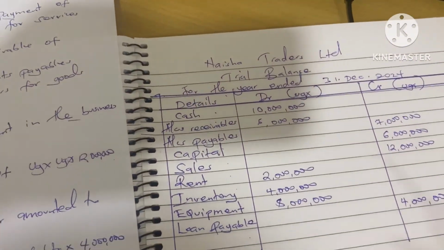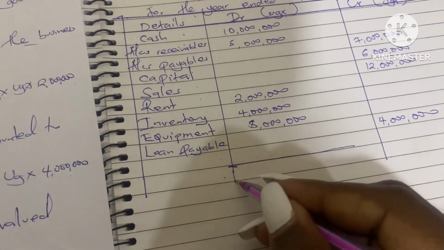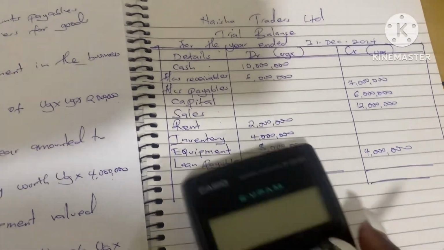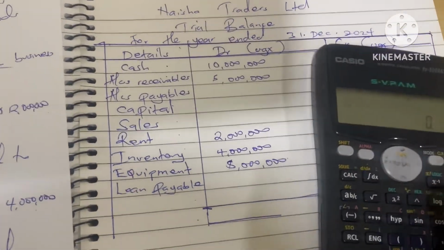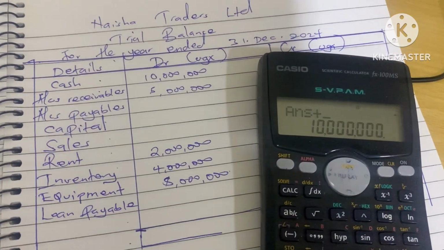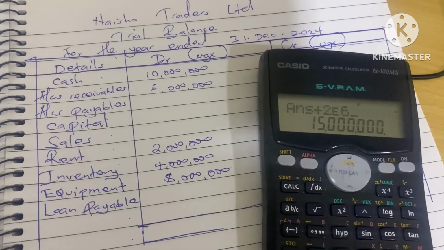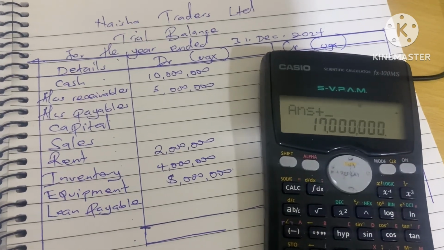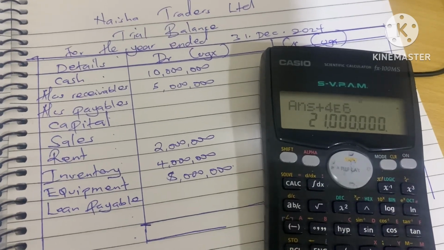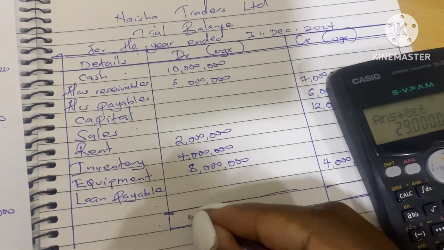So the next thing we do is to balance and see if the trial balance is balancing. As you hear it, trial balance, it's supposed to have the same figures on the debit side and on the credit side. So on the debit side, we have 10M plus 5M plus 2M plus 4M plus 8M, which is 29 million.